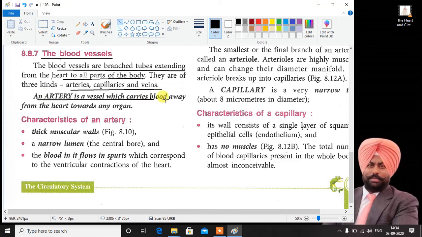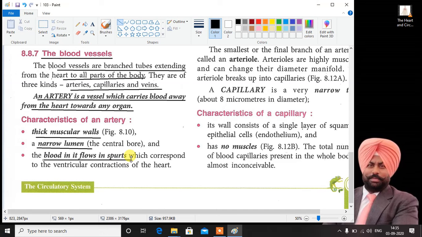Arteries are the vessels which carry blood away from the heart towards any organs. The arteries have thick muscular walls. The inner portion, which is called the lumen, is narrow in nature, and the blood in the arteries flows in spurts, meaning jerks.